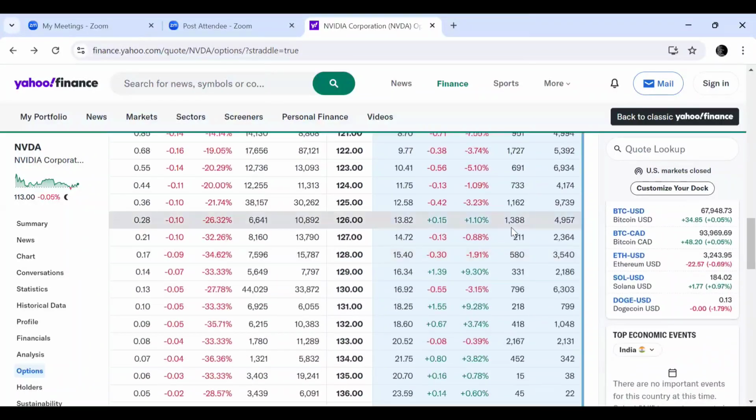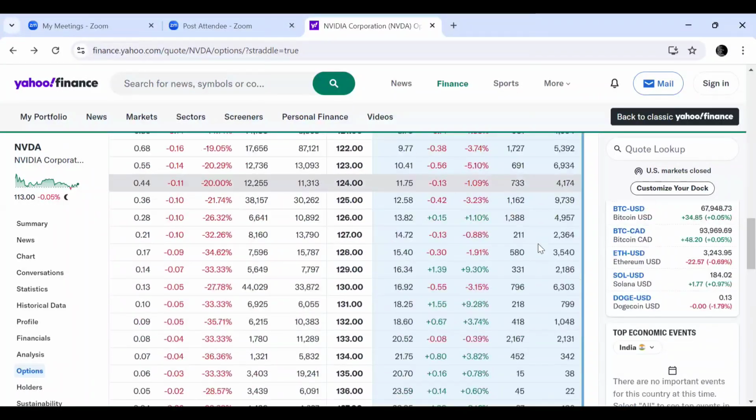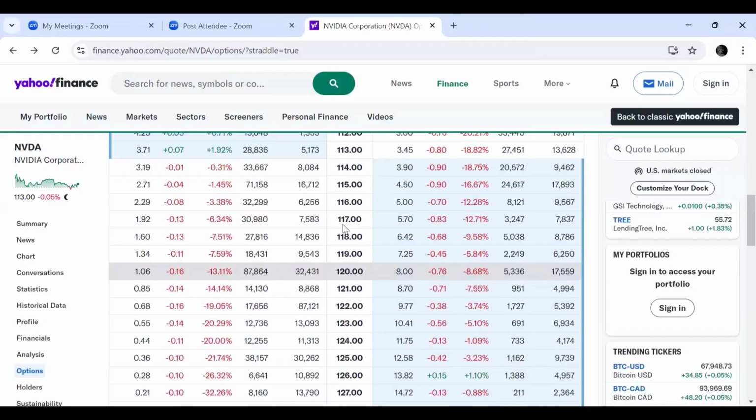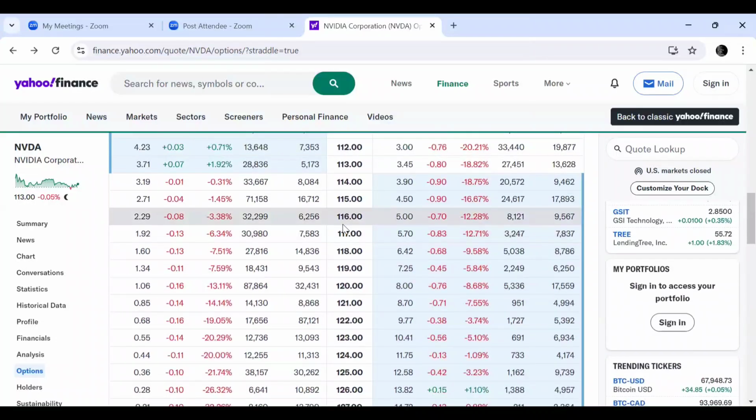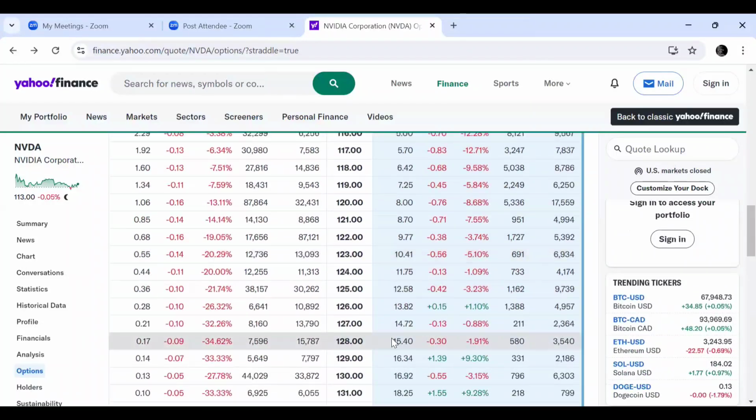If you see, for example, here the values 9,000, 4,000, 2,000, 3,000. If the same values which you are seeing on the call side appear on the put side, then it indicates that the stock price is showing bearish sentiment, not bullish sentiment. And neutral sentiment means it's the same. Here also I am seeing the same value 9,000. Here also I am seeing a similar value. Then it indicates some neutral sentiment.